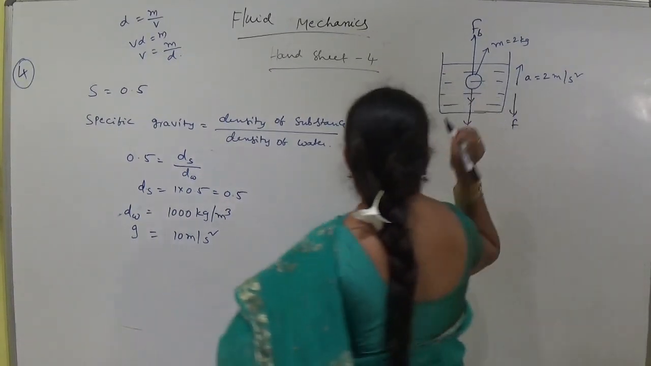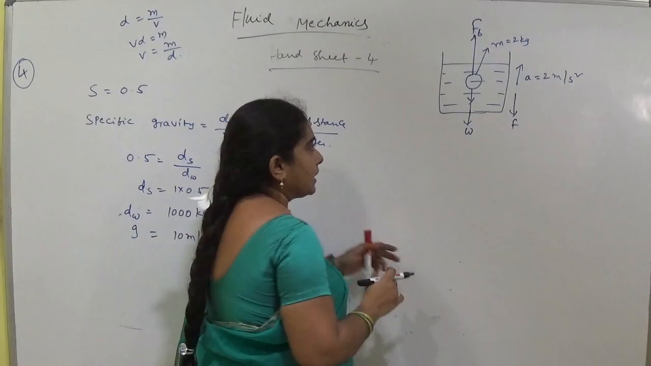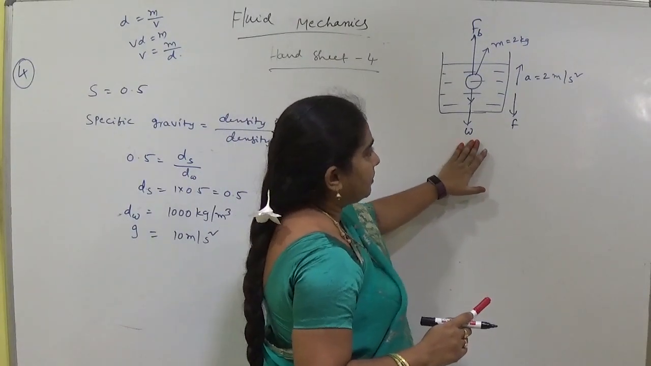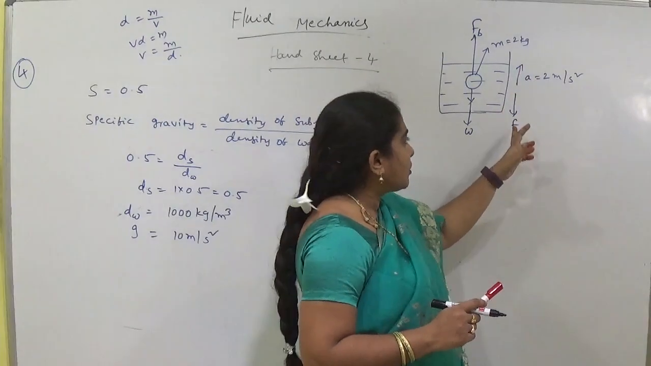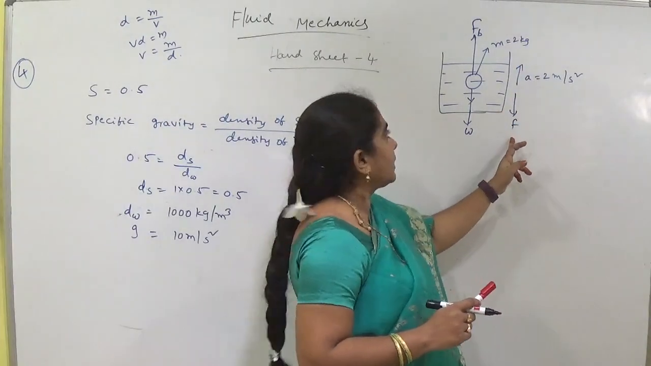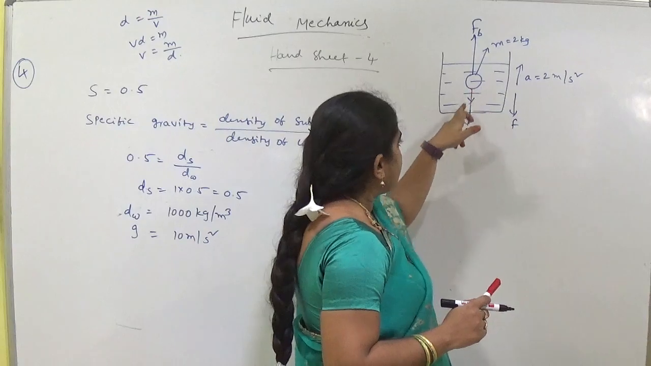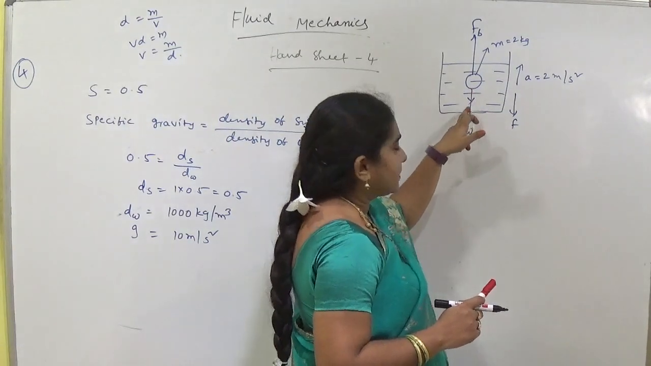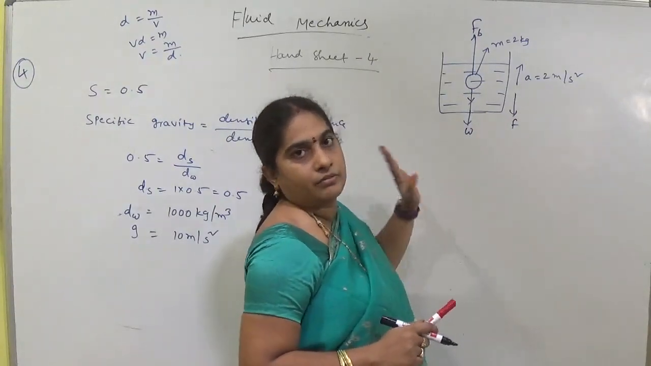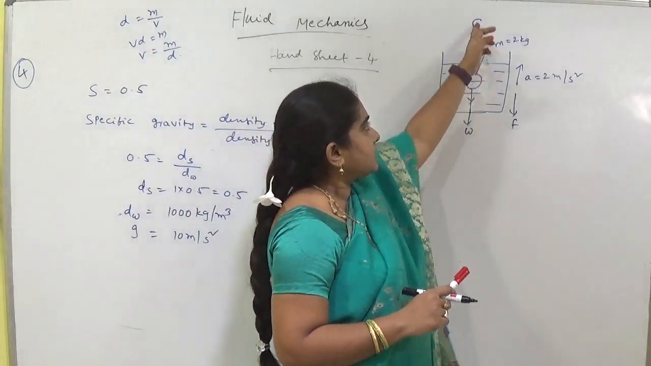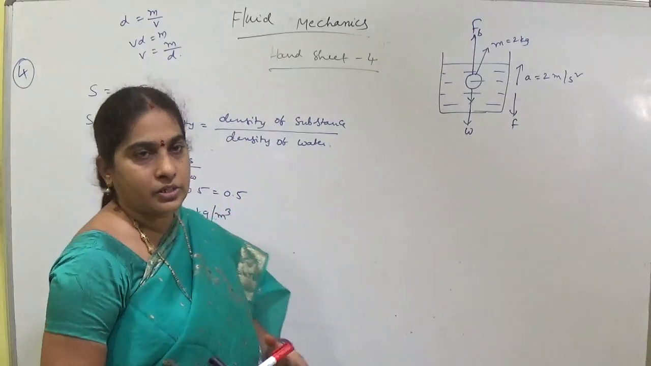The body is immersed in the liquid. The liquid weight is W. Acceleration is in the upward direction. The weight acts in the downward direction. When a thread is connected, the thread has some tensional force T, which is in the downward direction. The upthrust acts in the upward direction.